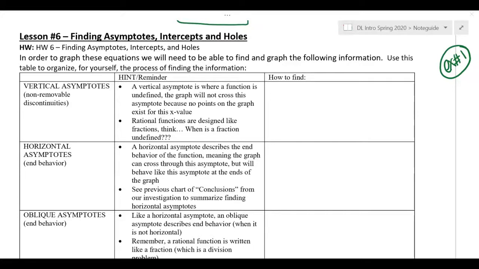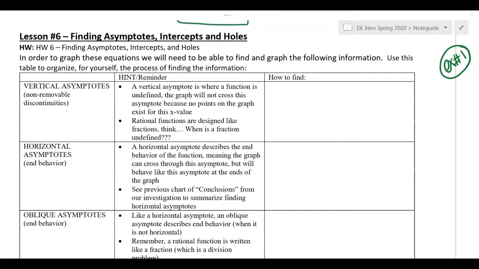Okay, so our goal now is to find out everything we can about an equation without actually graphing it, and then our next step next week will be to graph it. So what we want to do is be able to look at an equation and know about all of the asymptotes, all of the intercepts, and if the equation has a hole.